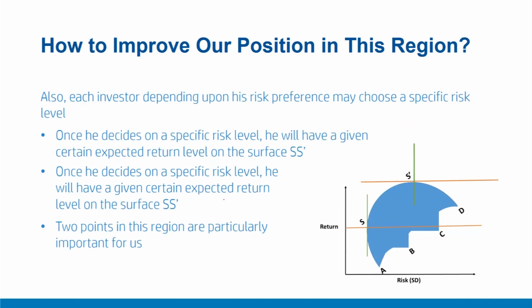Now on this SS dash or efficient frontier, each investor, depending upon their risk preference, may choose a specific risk level. For example, an investor may choose this point if he prefers this level of risk, or if he prefers a lower level of risk, they can move left on this particular efficient frontier. Once the investor decides a specific risk level, they will have a given level of fixed return on the surface SS dash. So we can clearly see here that once the investor reaches this surface of risk and return, they cannot do any better by moving left or up.